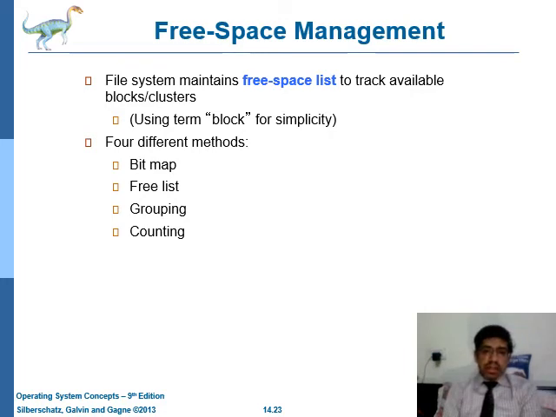So generally, a file system maintains a free space list in order to track the available blocks or clusters. We obviously use the term block, and when multiple blocks are used, they would be termed clusters. Four different methods have been proposed for managing the free space. Number one, the bitmap or bit vector method. Number two, the free list method. Number three, the grouping method. And number four, the counting method. So these four methods would be used for free space management.